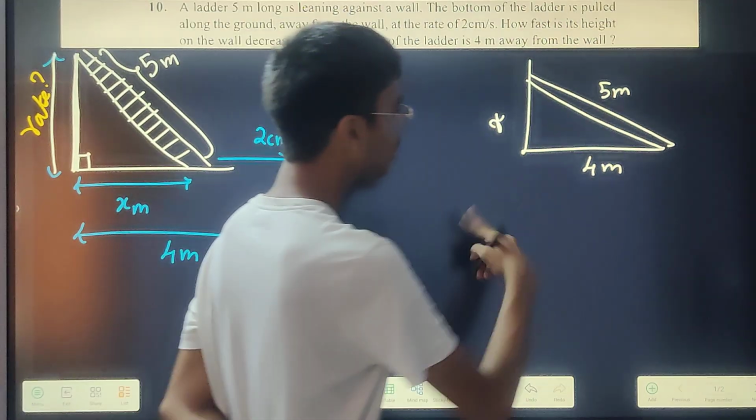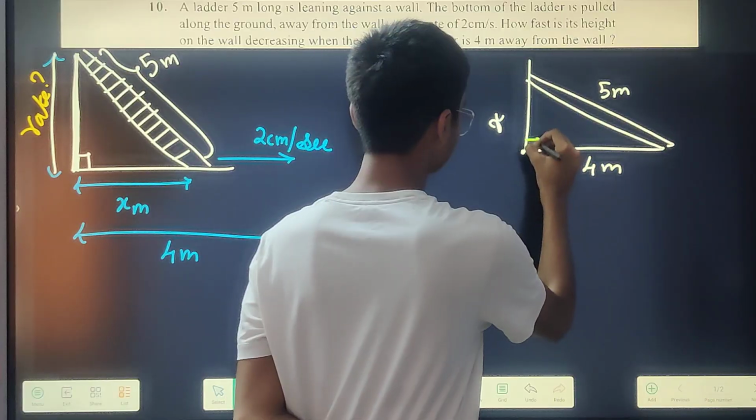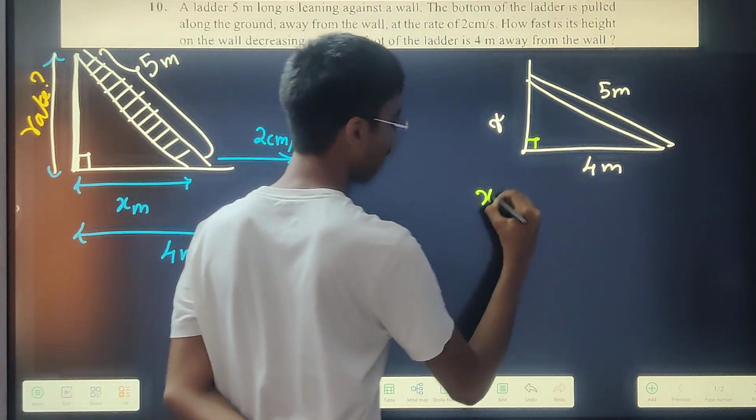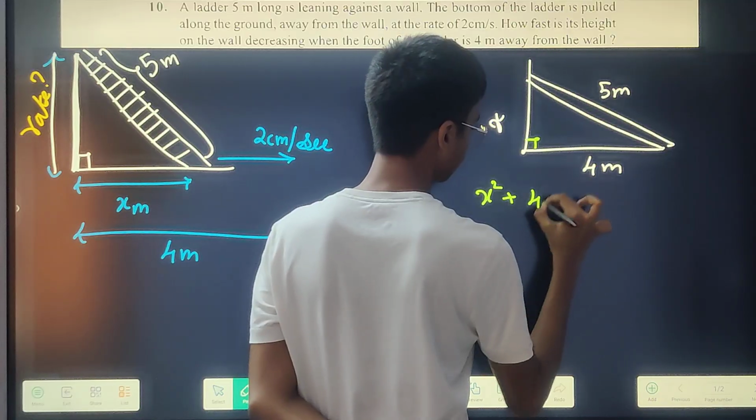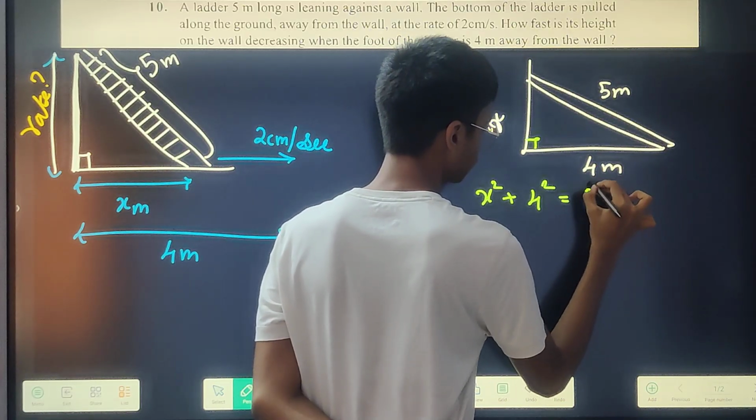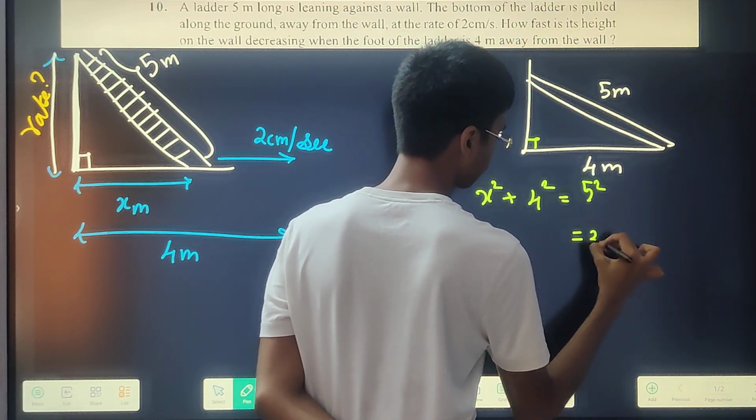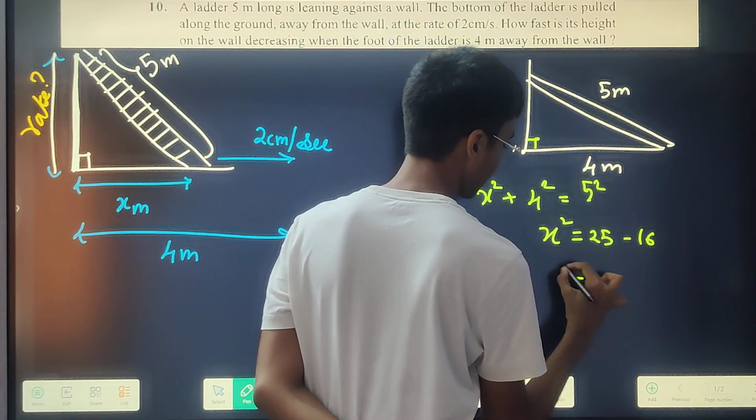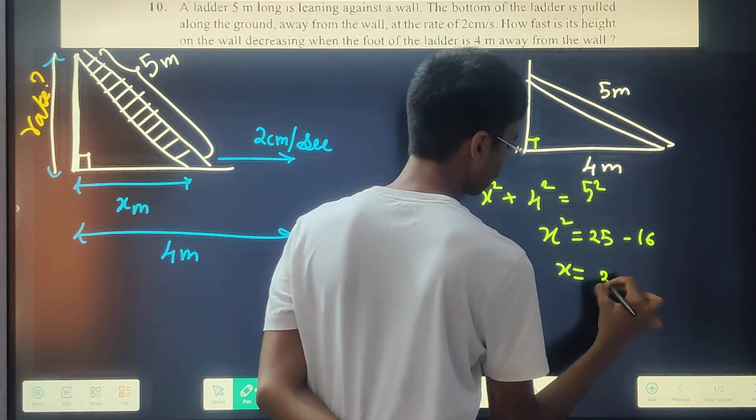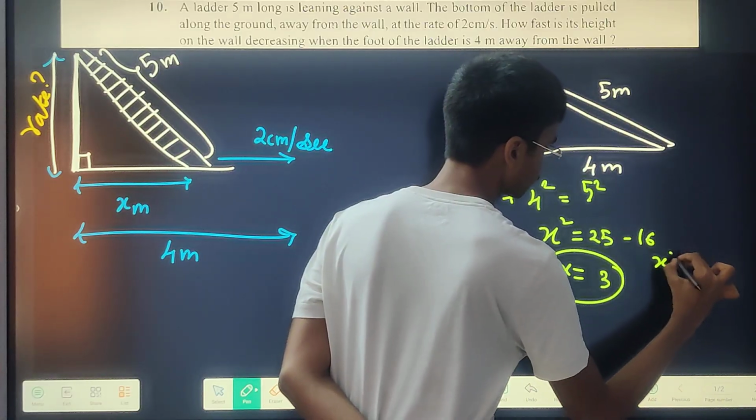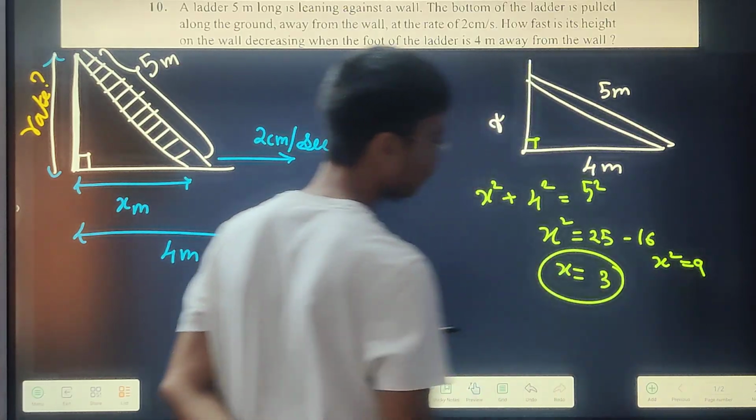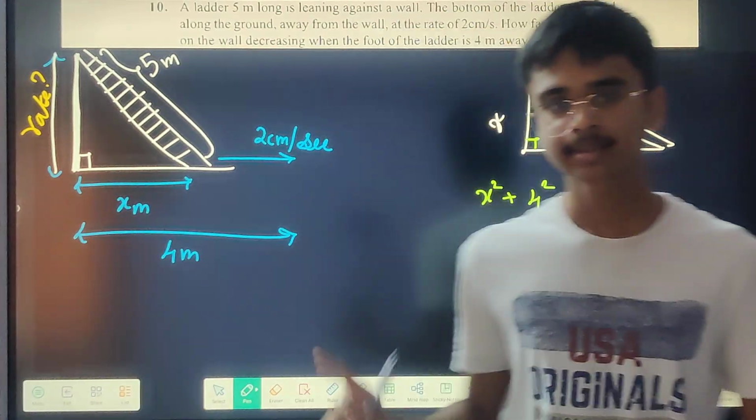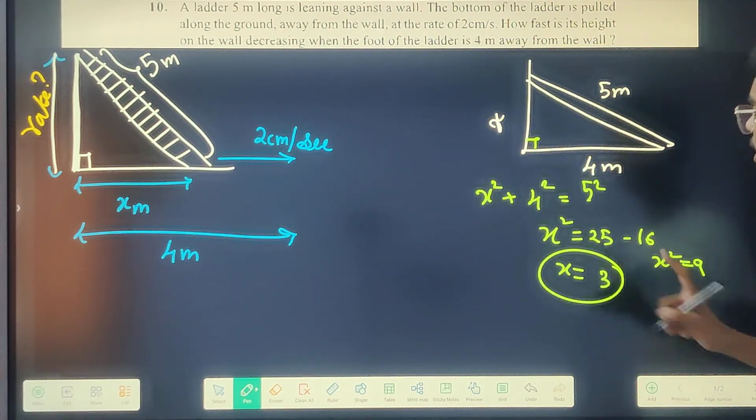Now you can use trigonometry. Or sorry, you can use Pythagoras theorem, where x square plus 4 square is equal to 5 square, which is equal to 25, minus 16 is equal to x square. So x is equal to 3, because x square is equal to 9 and x is equal to 3. So you have got 3 as your x. This is your condition. For this condition, your x is going to be 3.